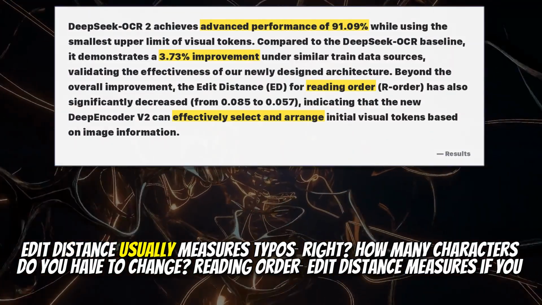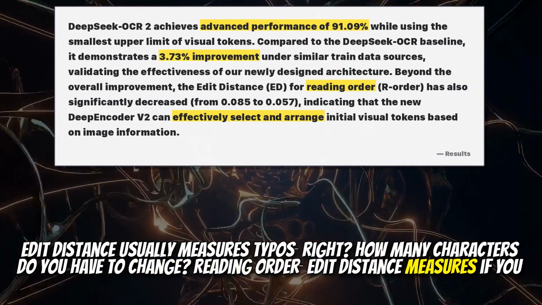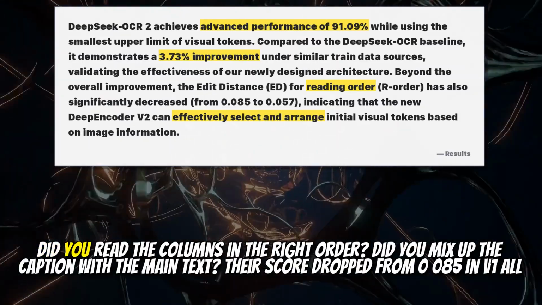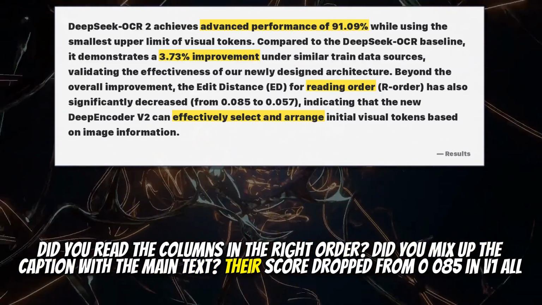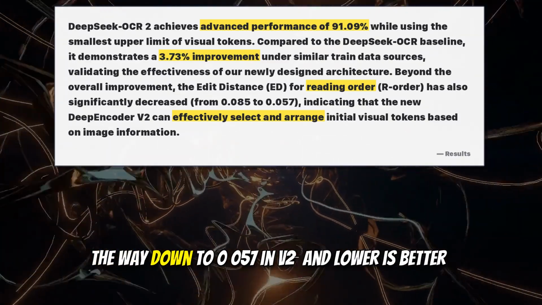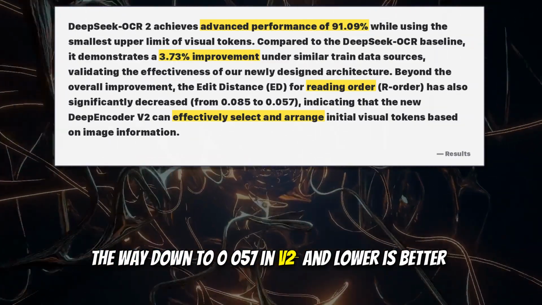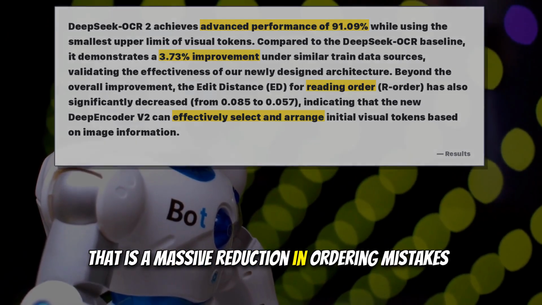Edit distance usually measures typos, right? How many characters you have to change. Reading order edit distance measures if you got the sequence right. Did you read the columns in the right order? Did you mix up the caption with the main text? Their score dropped from 0.085 in V1 all the way down to 0.057 in V2. And lower is better. That is a massive reduction in ordering mistakes.